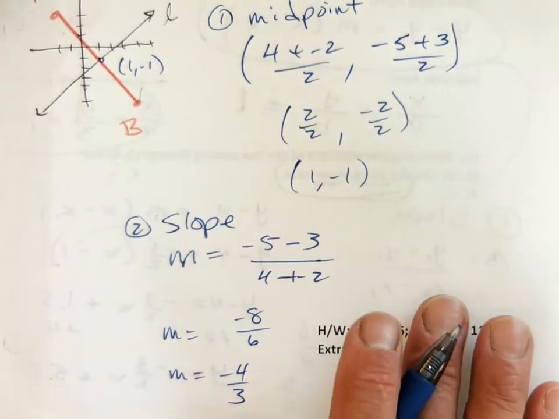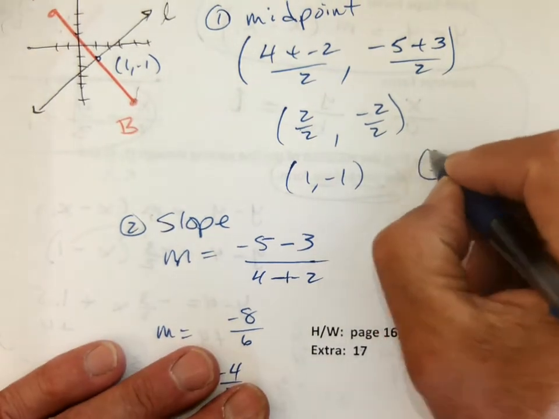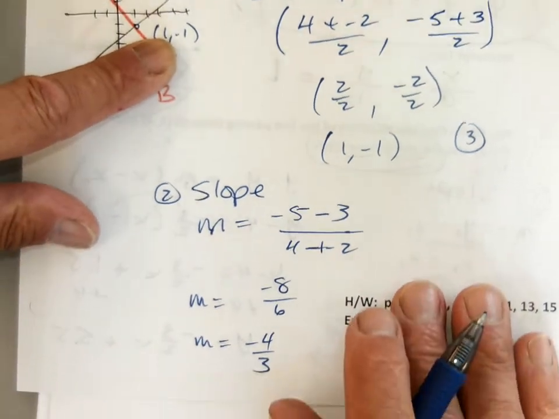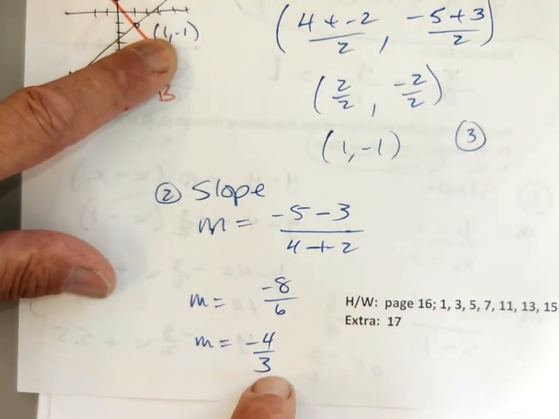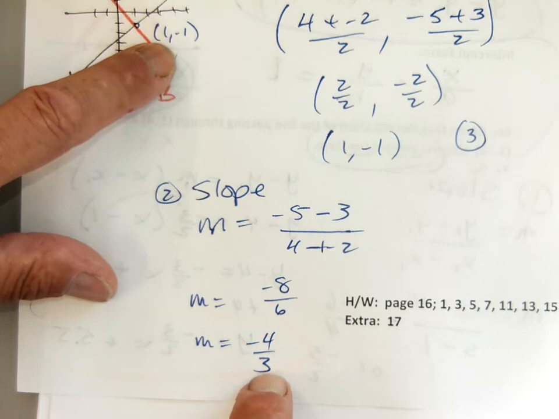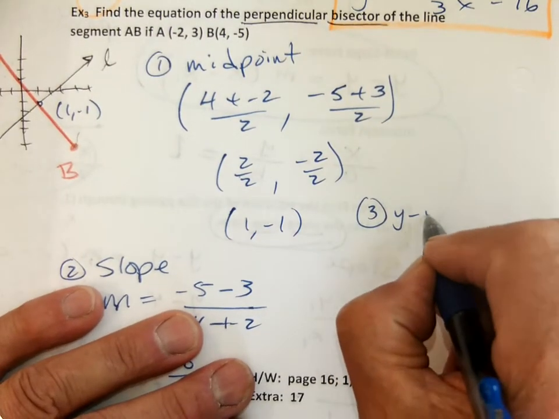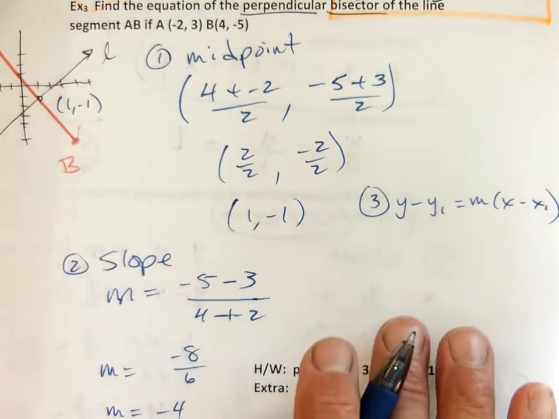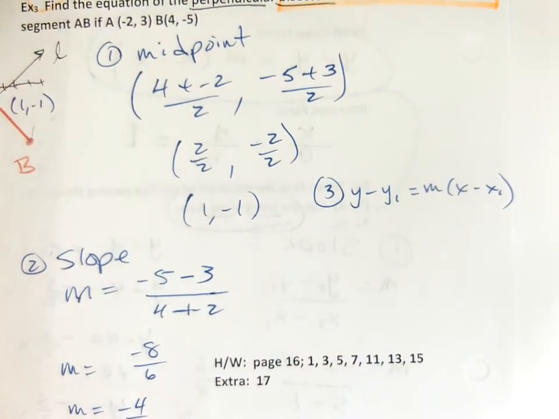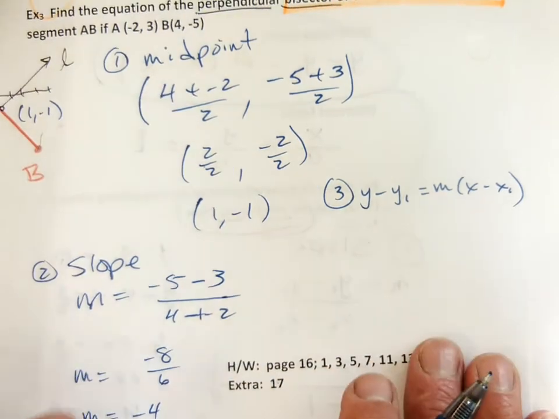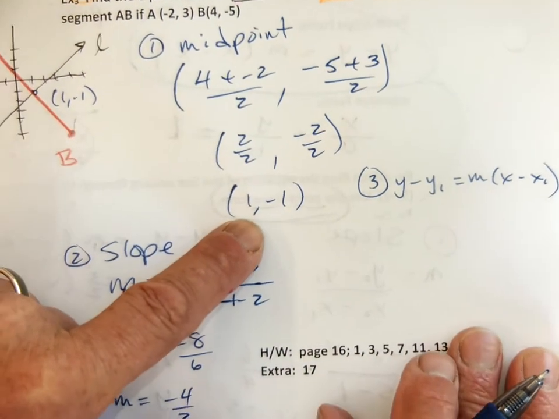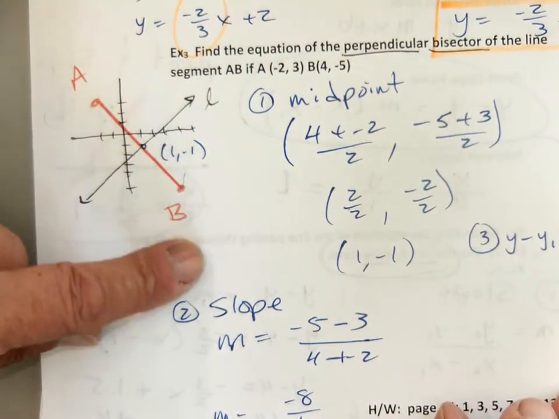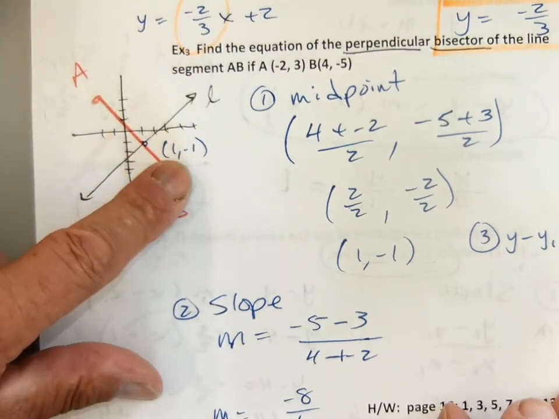So you've got a couple of choices. I like the point slope because I have a point. I've got a midpoint. Okay, I got a point and I have a slope. I like the point slope formula. Okay, point slope. So my point slope formula is y minus y1 equals m times x minus x1, right? And I'm using the 1, negative 1, because that's the point that it goes through, right? Don't use A and B, because it doesn't go through A and B, correct? Use the midpoint, okay?